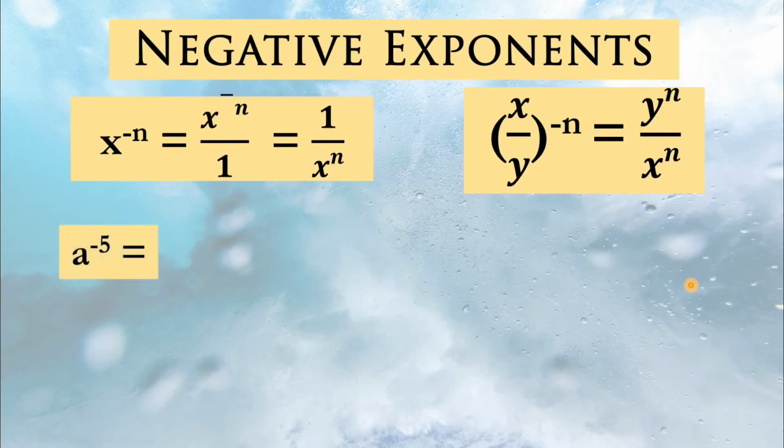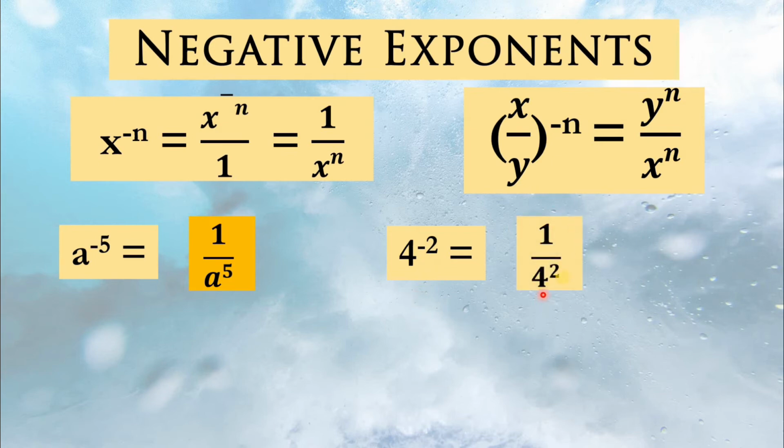So examples: we have a raised to negative 5, so a raised to negative 5 over 1. Your reciprocal is 1 over a raised to positive 5. We just move this part into the denominator, changing your negative sign into positive. Then you have 4 raised to negative 2 over 1. Your reciprocal is 1 over 4 squared. In the process, we've changed the sign from negative to positive. And then if you simplify 4 squared, you get 1 over 16. Okay?